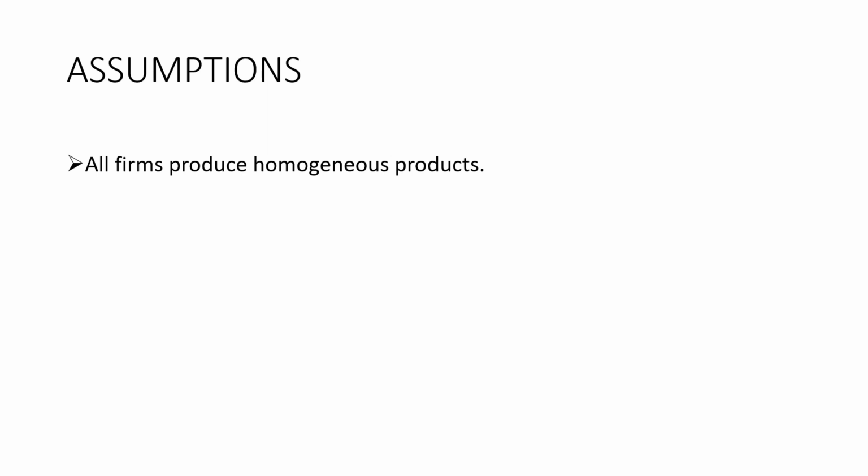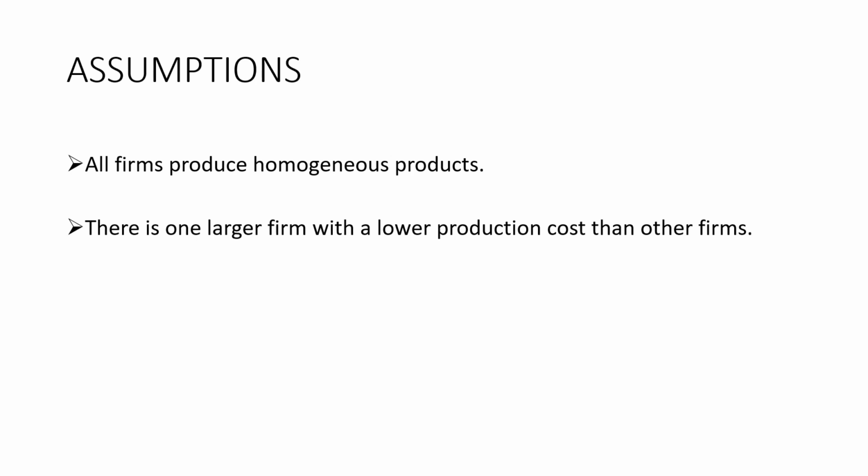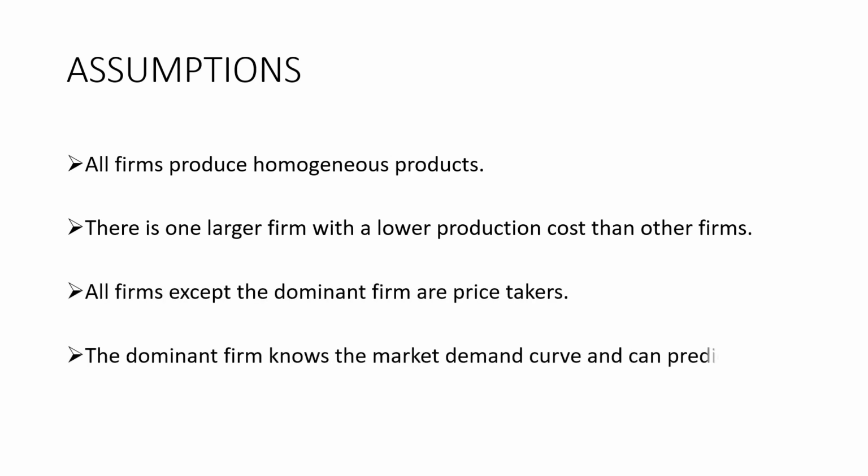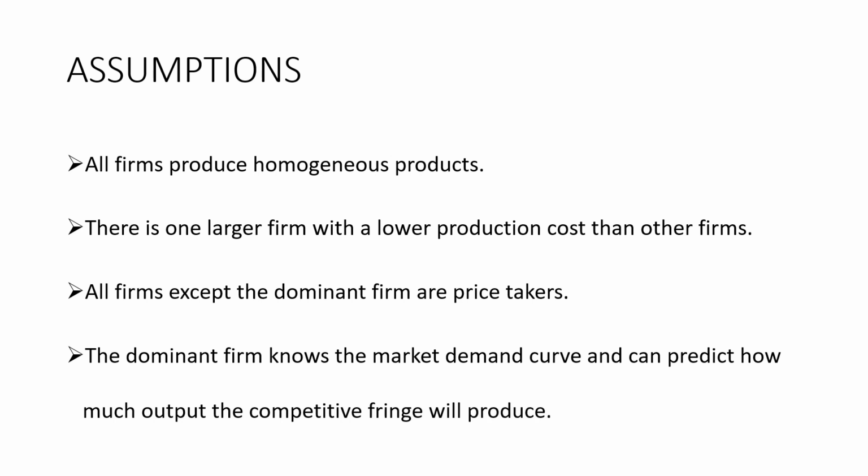All firms produce homogeneous products. There is one large firm with lower production cost than other firms. All firms except the dominant firm are price takers. The dominant firm knows the market demand curve and can predict how much output the competitive fringe will produce.